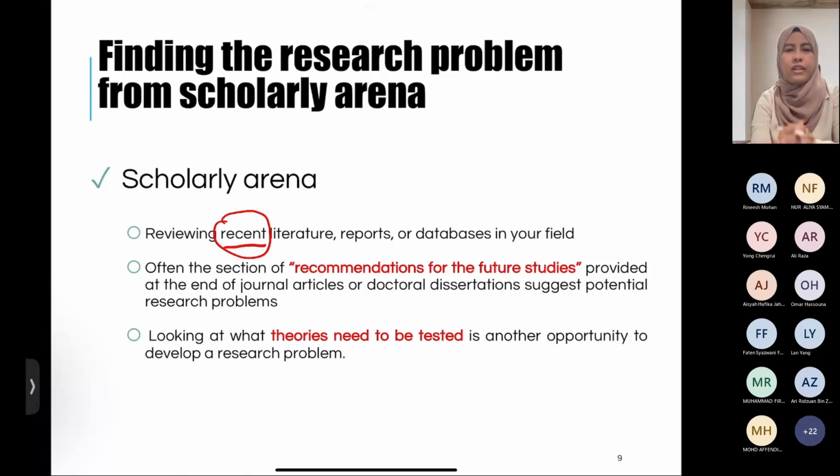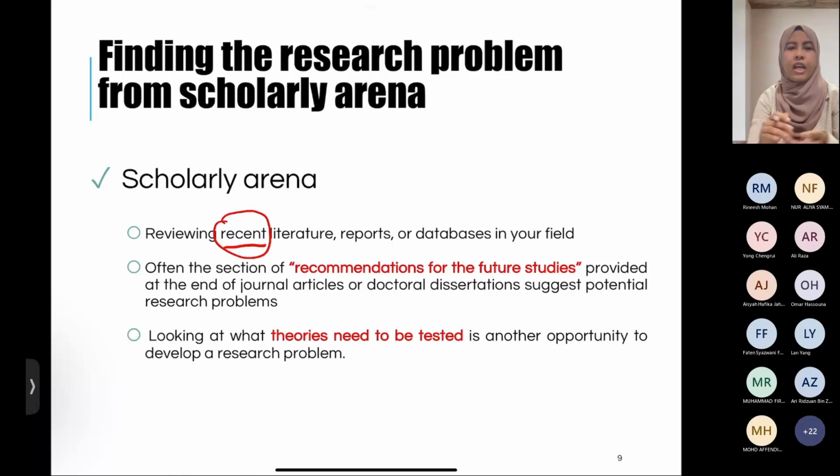And then when you are reading the article, there's normally one section in that journal that will provide the recommendation for future study. So normally at the end, at the conclusion part, either in the report, the thesis or the journal article, at the last part of the section, the author already puts what recommendation can be taken up from this research. Recommendation means what else can be done for future study. So that could be the idea for you to construct your research problem.